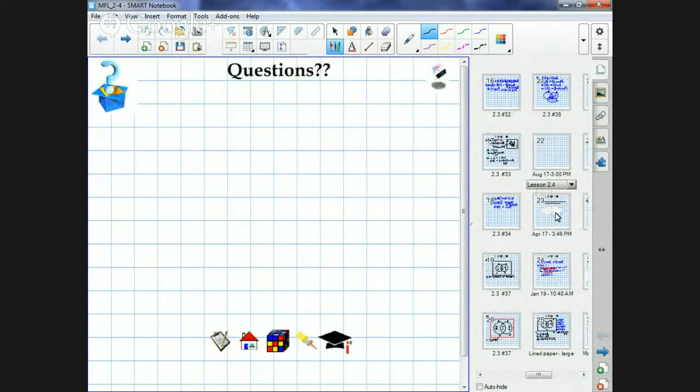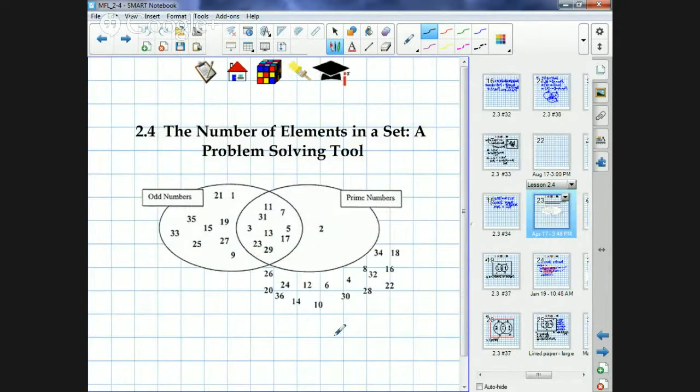And it's not a very long lesson. All right. And you can see this in the book too, but it's 2.4, and it's basically called the number of elements in a set.